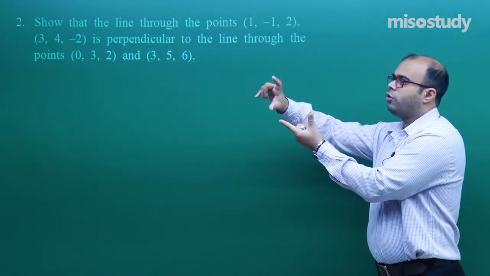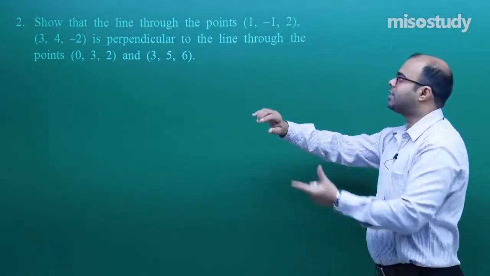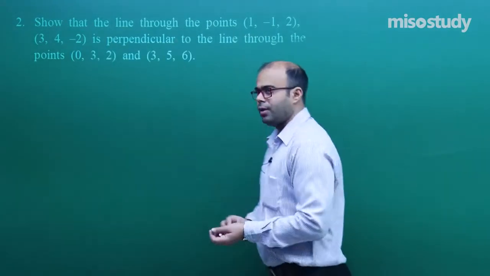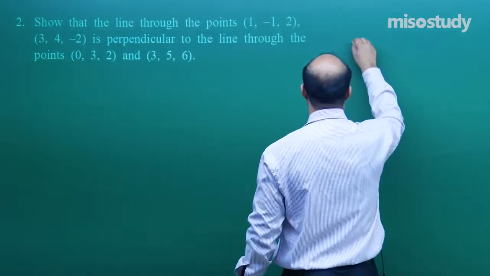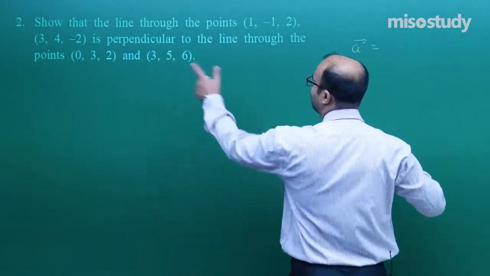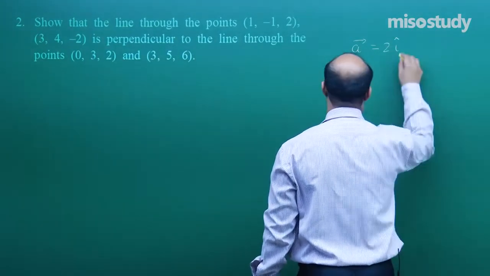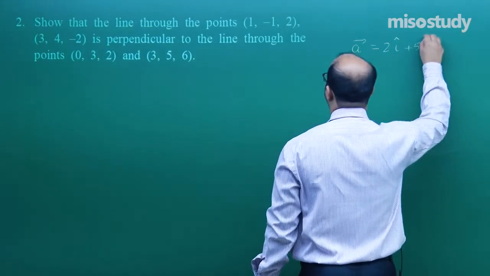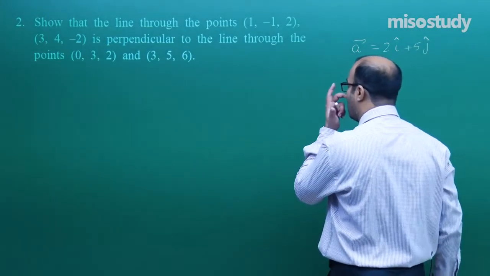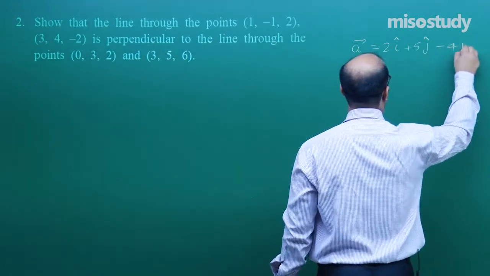If we want to find the vector along this, we will just subtract these two points. The vector along this will be, let us suppose vector A is equal to 2i cap, and then the y component is plus 5j cap, and then we have minus 4k cap.